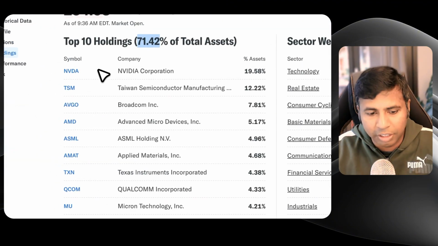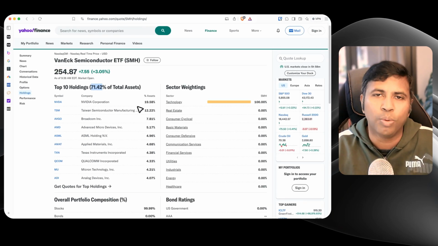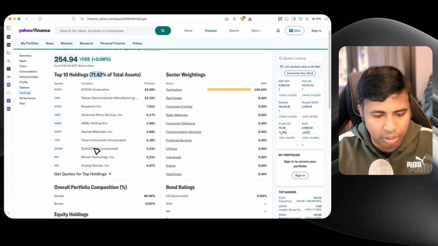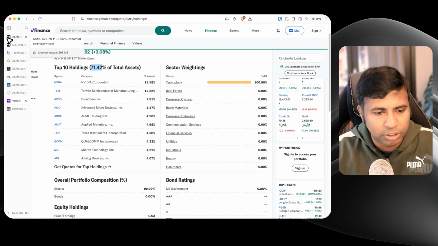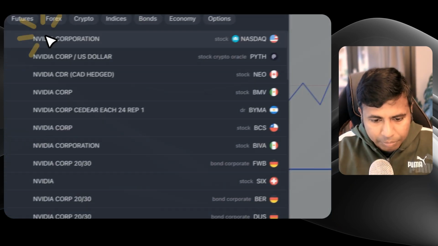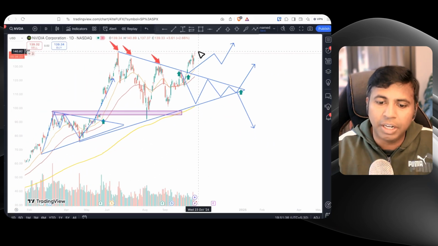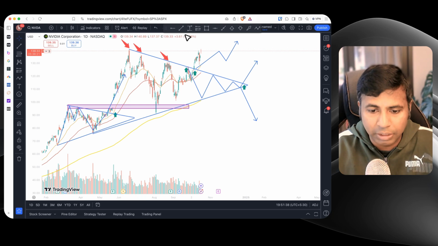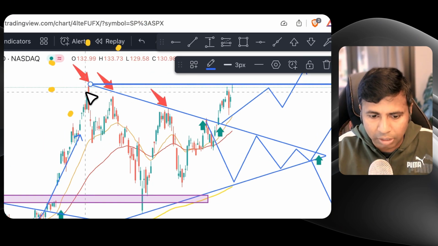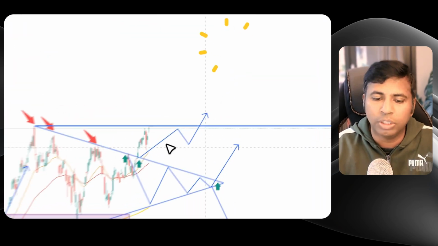Now let's look at the leaders in the semiconductor industry, and we'll try to find out how the leaders are behaving compared to the other ones in the industry. Let's first take the example of Nvidia. We can see right now that Nvidia is almost near the all-time highs. If you draw a line here, this is the all-time high made around the 140 levels, and it sold off. Now the stock is almost back to its all-time highs.